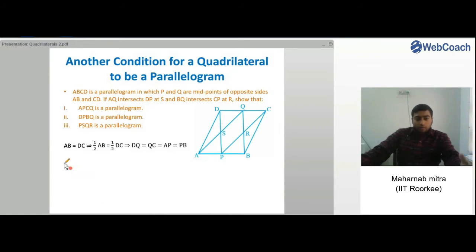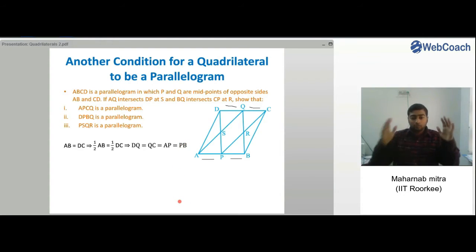Now from the figure you have seen AB equals DC, right? By the rule of parallelogram, opposite sides are equal and parallel. So half of AB must be equal to half of DC because they are of the same length. So what is half of AB? Half of AB is nothing but AP or PB, right? And half of DC is DQ or QC. And all these parts must be equal, right? Because they are half of the same length. So DQ must be equal to QC, must be equal to AP, which must be equal to PB, and which is nothing but half the length of the side AB or the side DC.